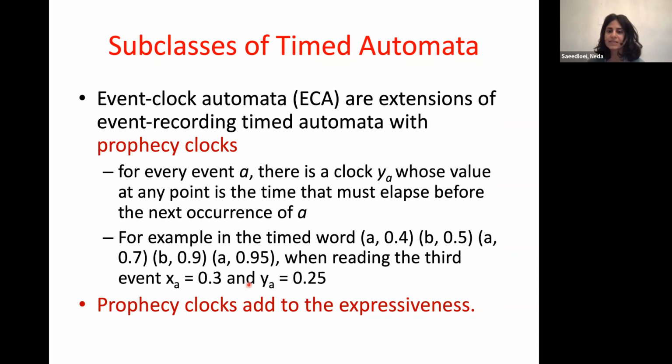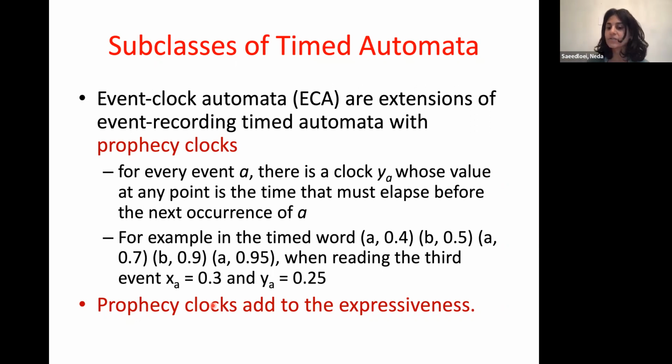For example, if we consider the timed word that I have shown here, then when reading the third event, the value of X sub A is 0.3 because there is a difference of 0.3 units of time between the first A and the third action. And also the value of Y sub A is 0.25, which means that from the third action until the last occurrence of A, which is the last action, we have exactly 0.25 units of time.